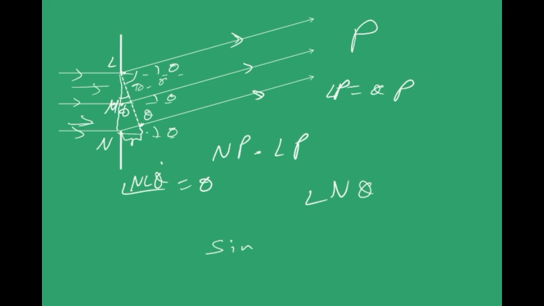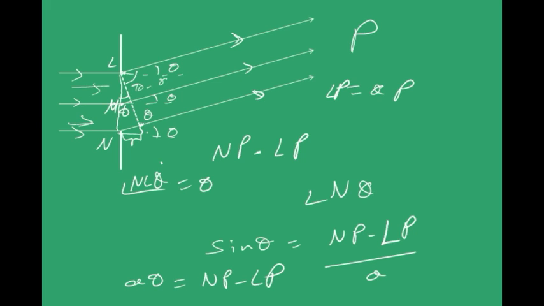My sine theta is nothing but NQ, which is the path difference NP minus LP, by, let the width of the slit be a. So a sine theta will be my path difference, right? If theta is very small, I can consider sine theta as theta. So this is my path difference, NP minus LP. And similarly, for any two points inside the slit which are separated by some distance y, the path difference between the two rays coming from those points will be y theta. Hope this is clear. Now let's move forward.